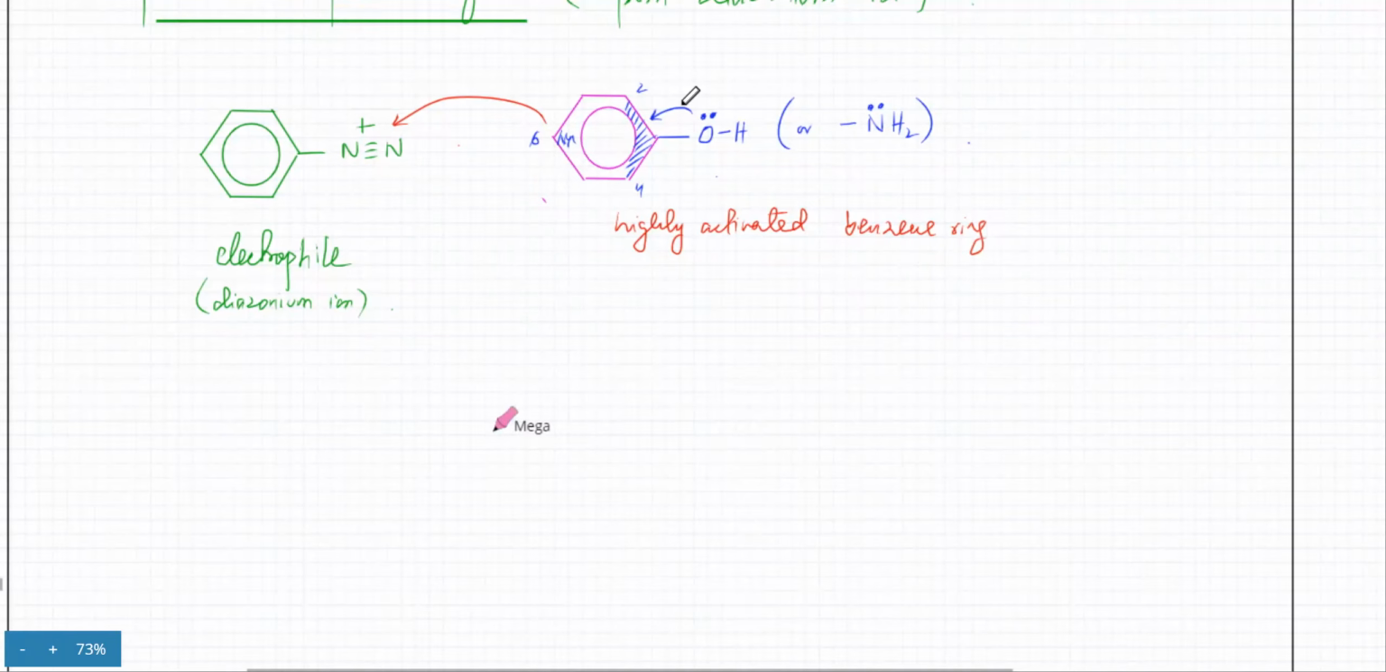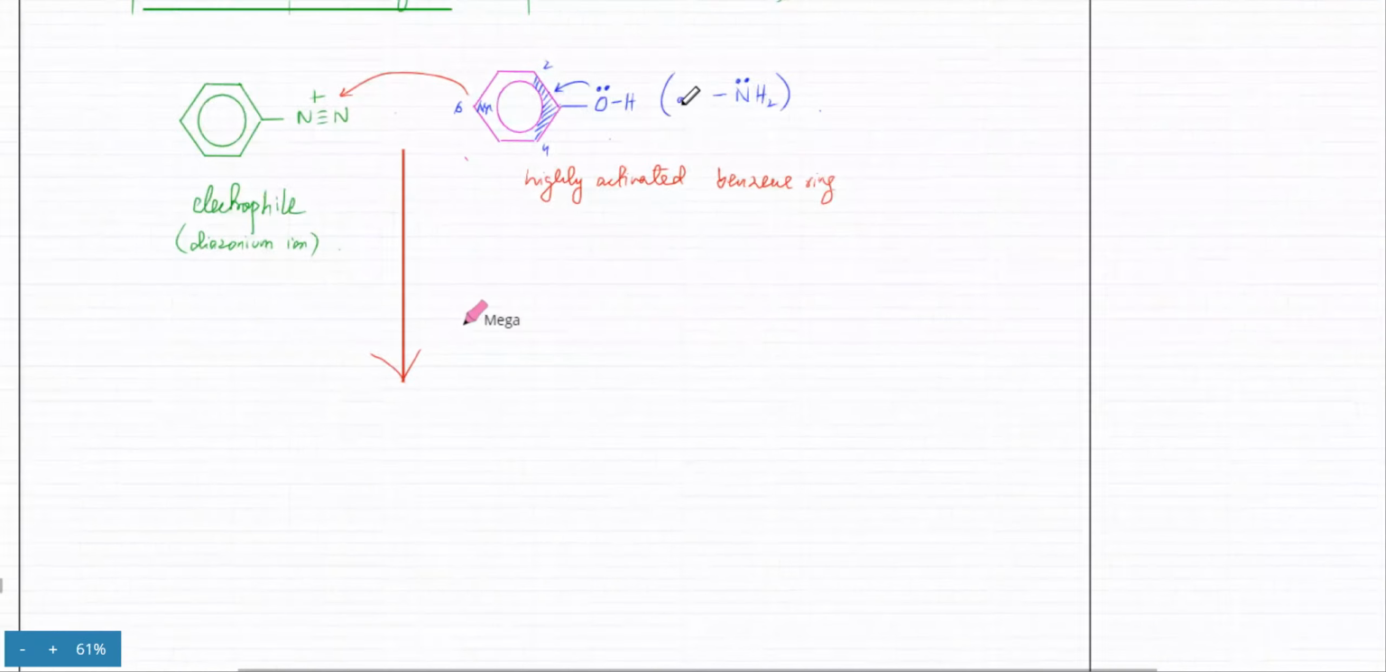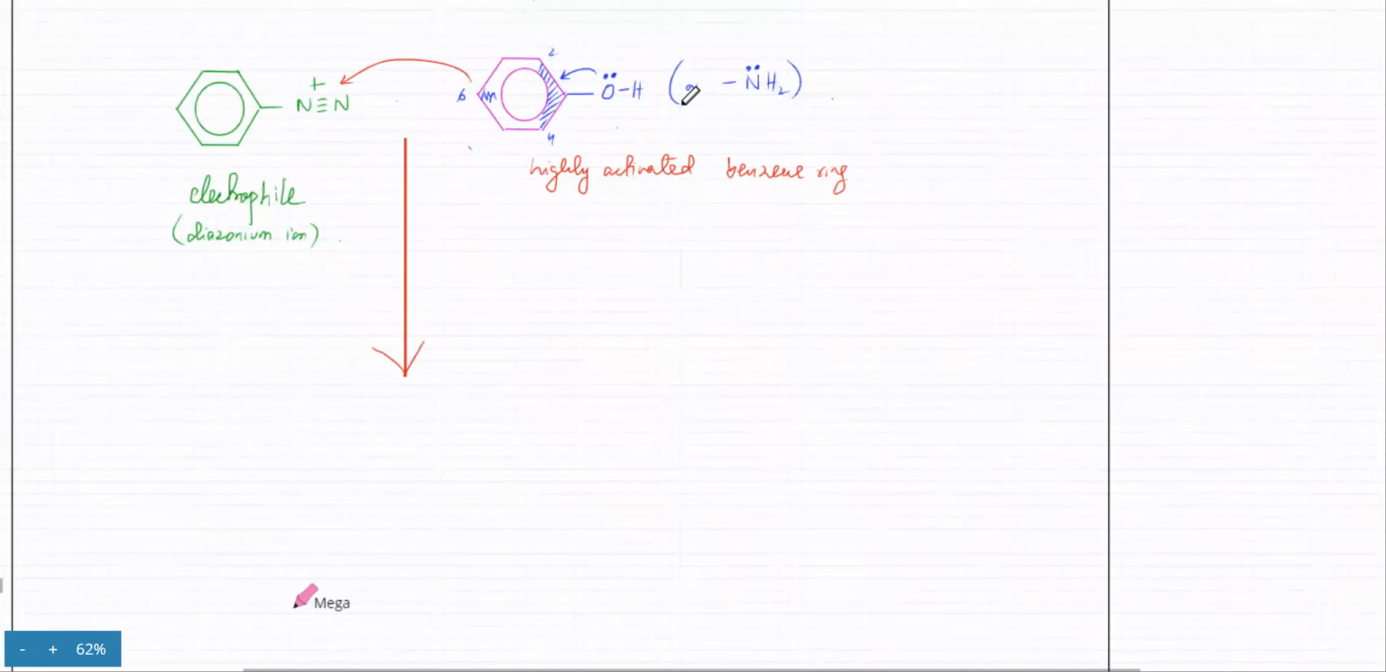So the last part is that they're going to join up. And when they join up, an azo group would finally be formed. Okay? The azo group would be this one, that the two benzenes would get connected to each other.